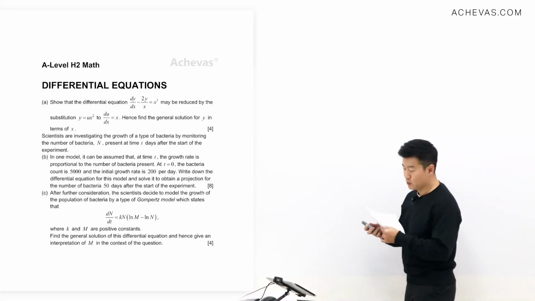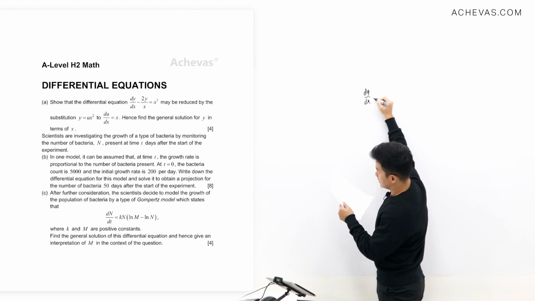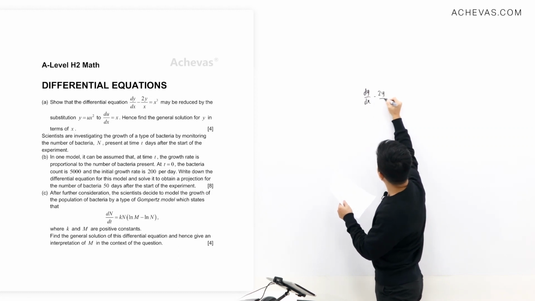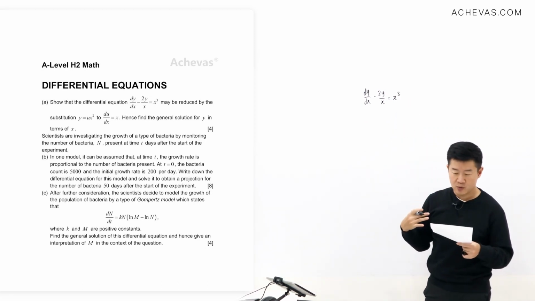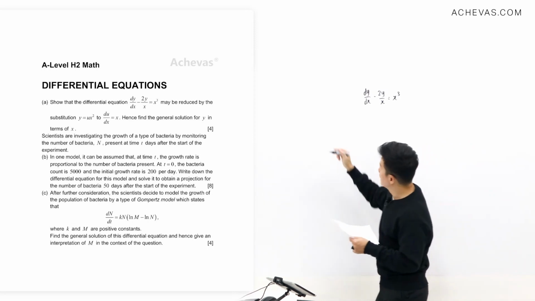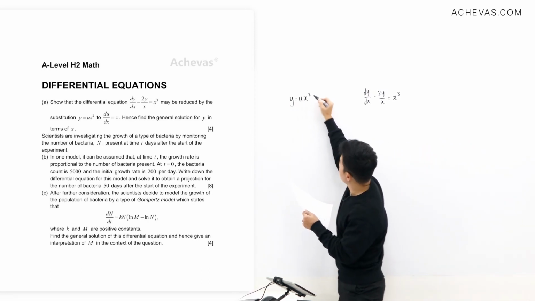In part A, we are supposed to find the general solution to this differential equation, dy/dx minus 2y divided by x is equal to x to the power of 3. And the question has given us a help, which is in the form of this substitution here. It is given to us that y can be represented by ux to the power of 2.